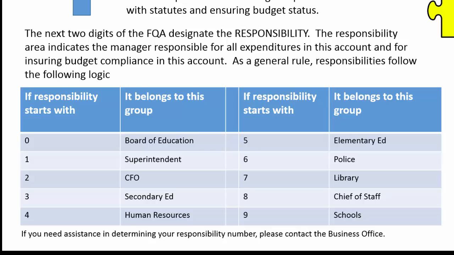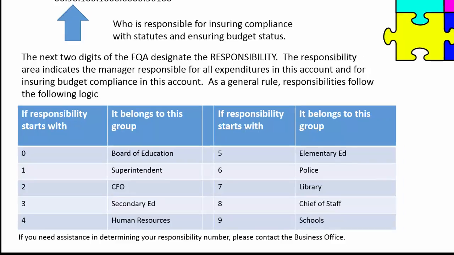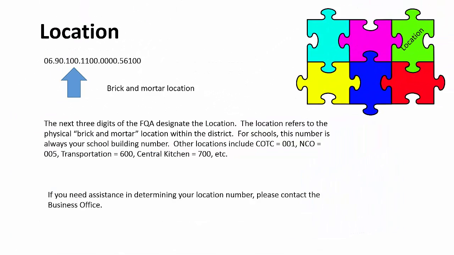All divisions and departments which report to the chief financial officer's responsibility number will start with 2. All secondary education starts with 3. Human resource responsibility numbers start with 4. Elementary education responsibility numbers start with 5. The police department starts with 6. School library 7. Chief of police 8. And finally schools. Schools will always use the responsibility 90. Again, if you need assistance in determining your responsibility number, please contact the business office.